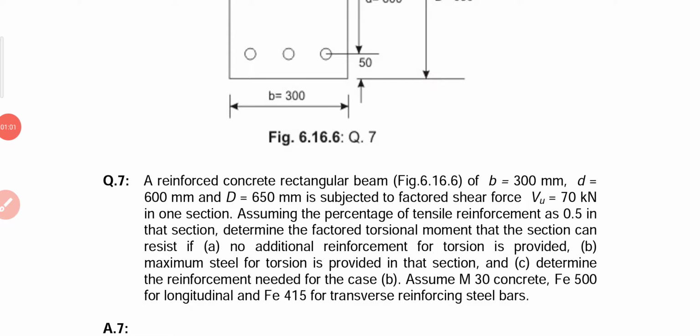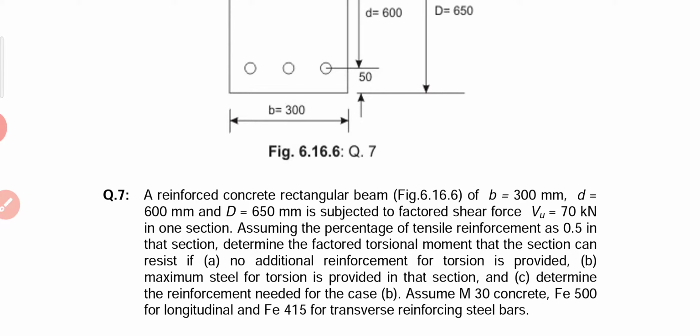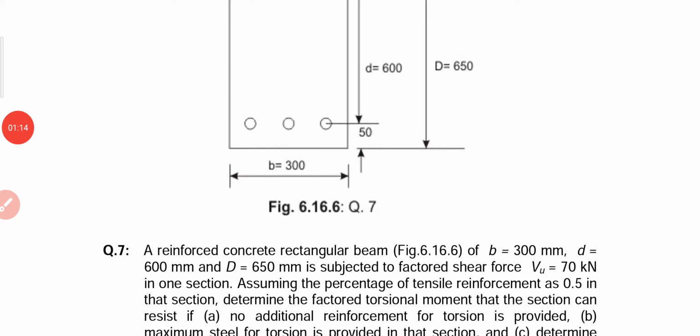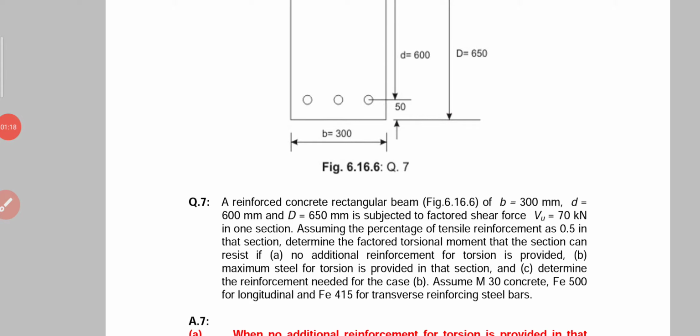So this is the question: a reinforced concrete rectangular beam of width B equal to 300 mm, and small d, which is the effective depth, equal to 600 mm, and capital D, which is the overall depth, is 650 mm, is subjected to a factored shear force Vu equal to 70 kilonewton in one section, assuming the percentage of tensile reinforcement as 0.5.